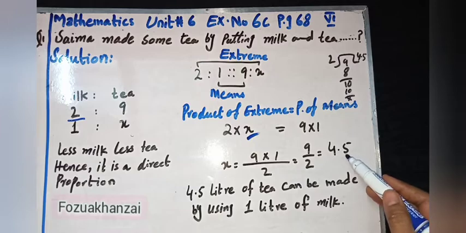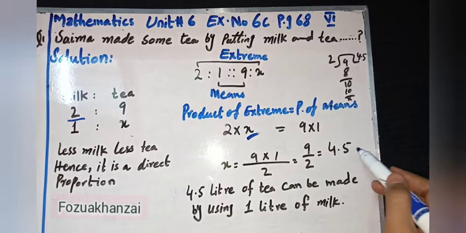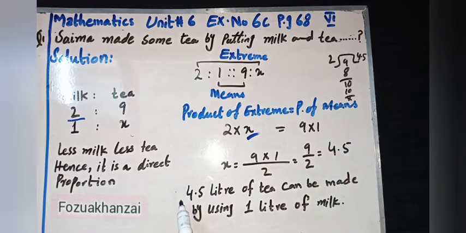4.5 liter. If we convert this number into milliliters, 1 liter is equal to 1000 milliliters, so 4500 milliliters. Here ml means milliliter. So 4.5 liter of tea can be made by using 1 liter of milk.